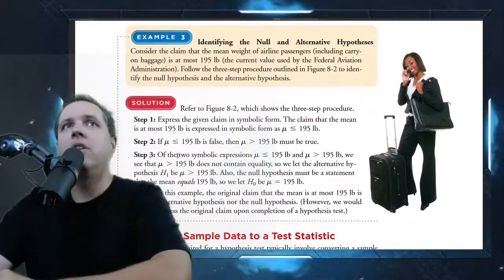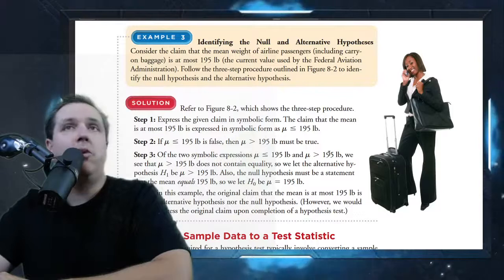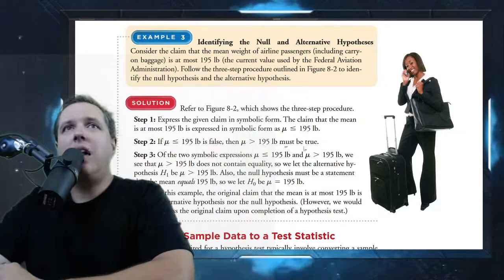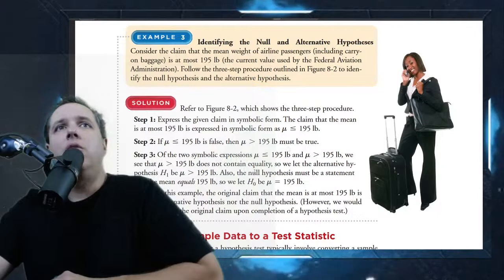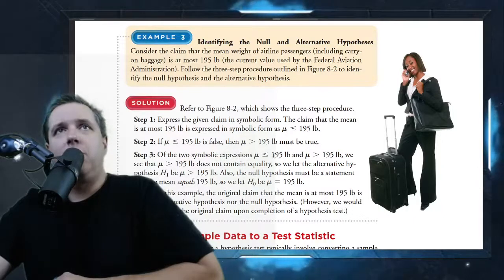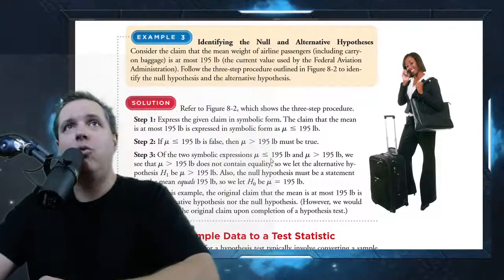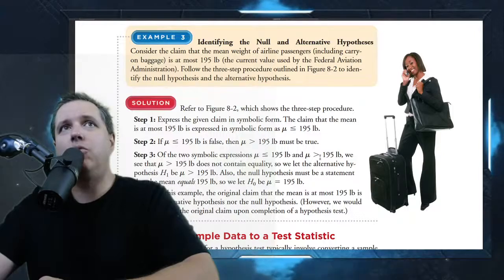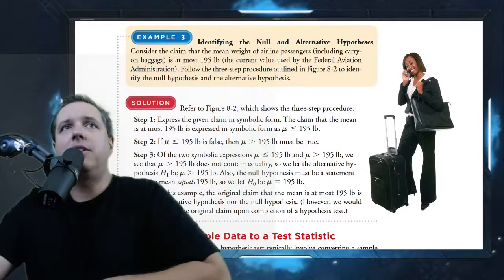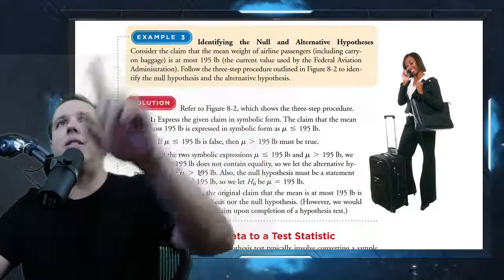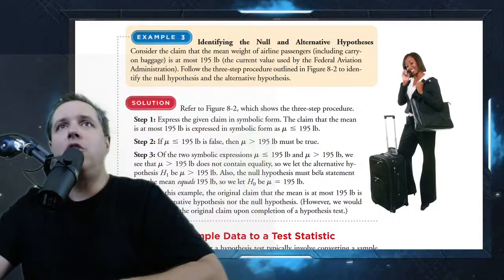So you have these two statements. Of the two symbolic expressions, mu less than 195 and mu greater than 195, basically the way this book particularly does it is they want you to put the equality with the hypothesis test, right? So here, of the two symbolic expressions, mu less than 195 pounds and mu greater than 195 pounds, we see that mu less than 195 pounds does not contain equality. So that's one of these is a less than or equal to, one of them's just greater. There's no or equal to part. That's what they're talking about when they talk about the equality, right? So we let the alternative hypothesis H1 be that mu is greater than 195 pounds. Yeah, right, because that's the thing we're ultimately seeing if we can show. Also, the null hypothesis must be a statement that means equals 195 pounds, so H sub 0 is mu equals 195 pounds.